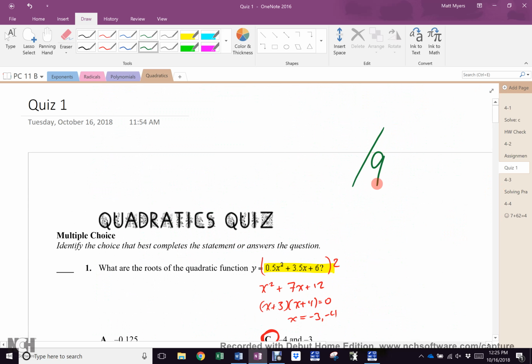Now, once again, please recognize factoring skills are important. Algebra skills are important to go forward here. I will come around and get your marks today while you're working.